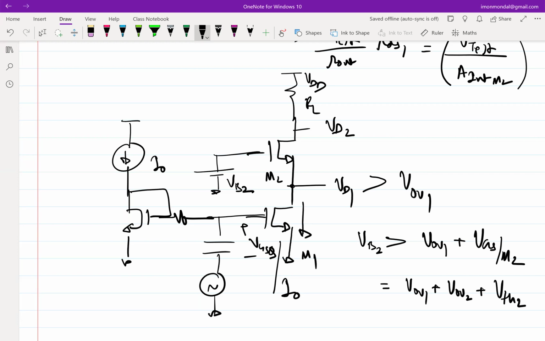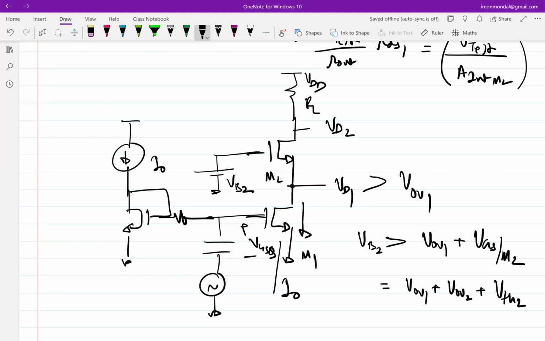But who is setting the current in this stack? No, VD1 is not setting the current, right? So M1's VGS is setting the current. The current is a constant current bias using I0. So essentially the current is constant, which means if I put a number of transistors in this stack, all of them in saturation, all of their VGS have to be constant. They cannot change. If I keep moving the gate, the source also has to follow. Okay, fine. So that much is clear.